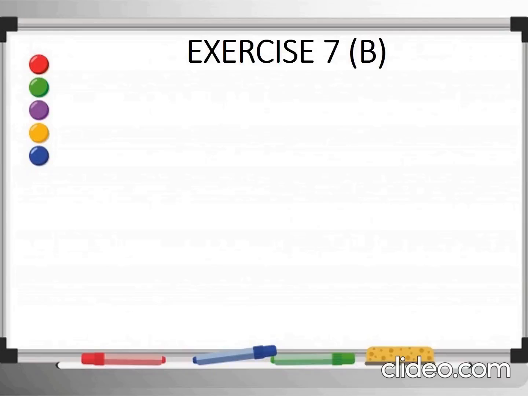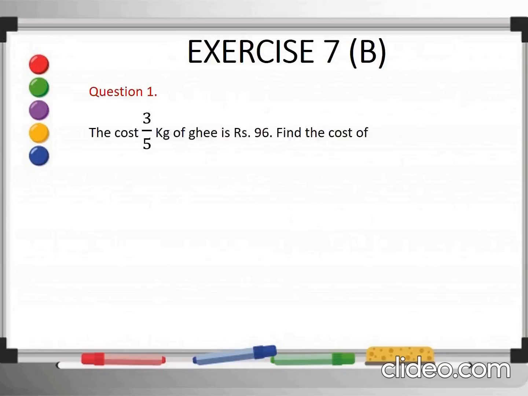In this exercise, from question number 1 to question number 6 is a part of your syllabus. The rest is omitted. Let's start with first question. The cost of 3 upon 5 kg of ghee is rupees 96. Find the cost of 1 kg ghee and 5 upon 8 kg ghee.